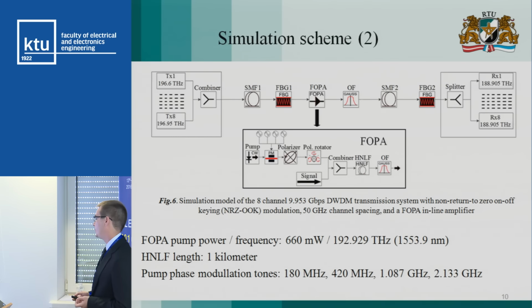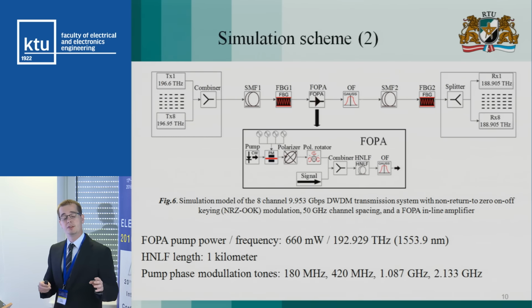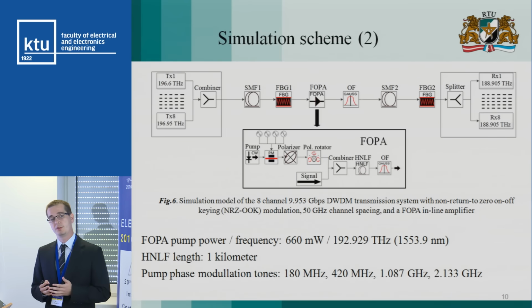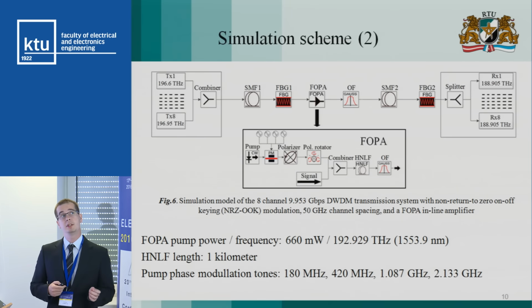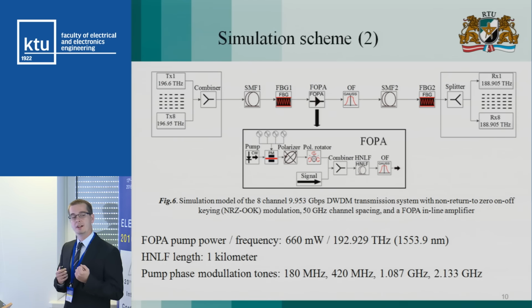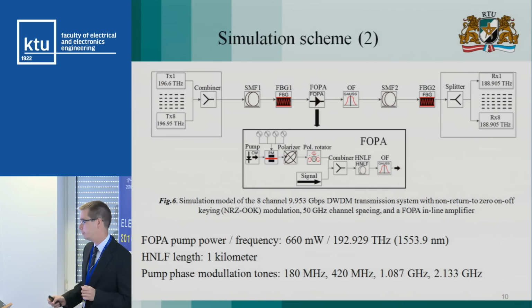For the second experiment, the following simulation scheme was used. It's an 8-channel WDM transmission system with 50 GHz channel spacing and a parametric inline amplifier, which is placed here, the structure of which is identical to the structure in the previous scheme. The configuration of the pumping radiation is shown here, and the frequency tones which were used to modulate the pumping radiation are shown here. They were chosen in a way to obtain maximal amplification at the output of the amplifier.